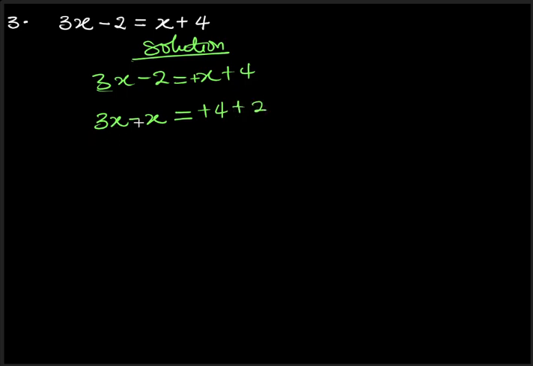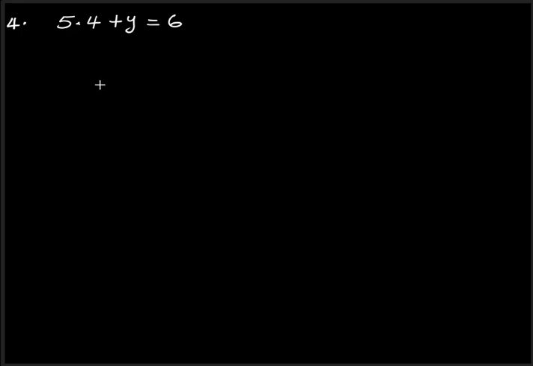So 3x minus x is like saying 3x minus 1x, which will give us 2x equal to 4 plus 2, that will give us 6. Divide both sides by 2, and then our x is equal to 3. Okay, we move to number 4, solution. What do we have? 5.4 plus y equal to 6. So what do we do?